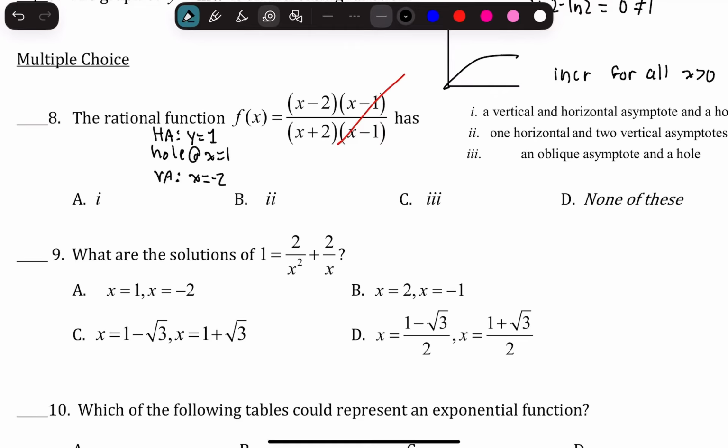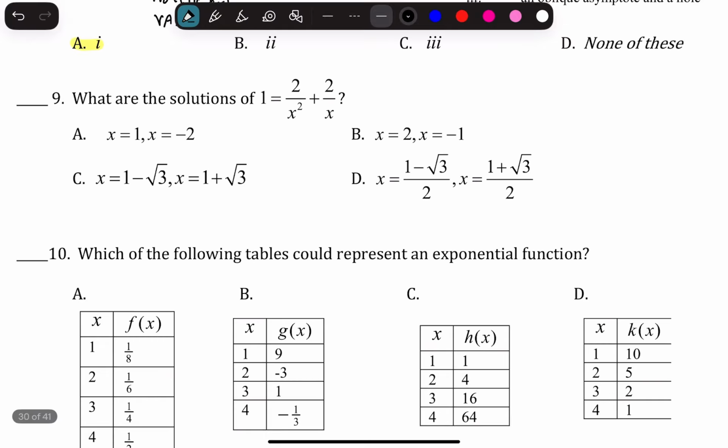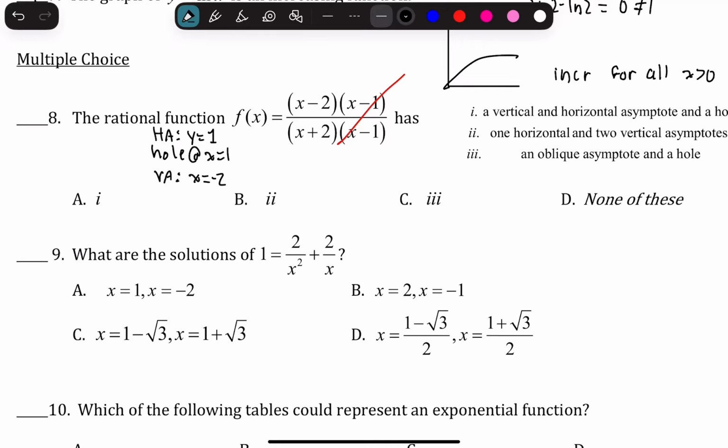So the answer for this question is A, 1. What are the solutions of 1 is equal to 2 divided by x squared plus 2 over x? So what you're going to do is multiply both sides by x squared, and then this cancels out here. Then we have x squared is equal to 2 plus 2x. Then we have x squared minus 2x minus 2 is equal to 0.